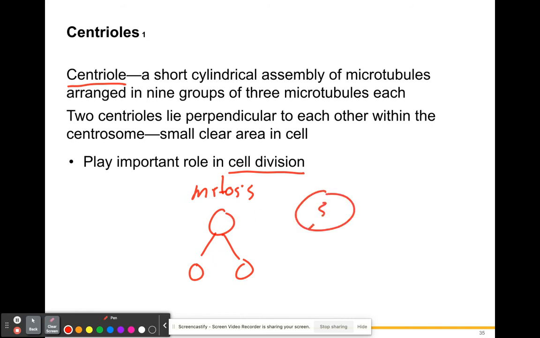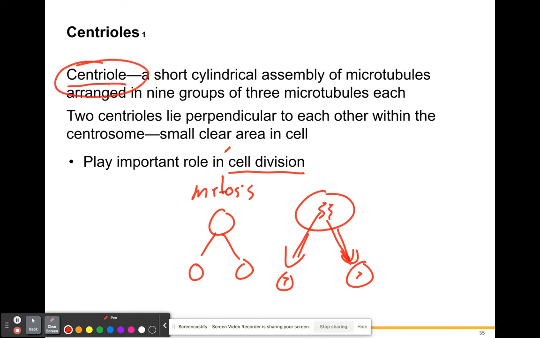So this parent has DNA, and we want to make sure that the two offspring have the same DNA. But we can't split the parent's DNA in half and give half here and half here. Then it wouldn't be the same, right? We wouldn't have identical cells. So what we have to do is duplicate the DNA and then split it in half evenly between the two new cells.